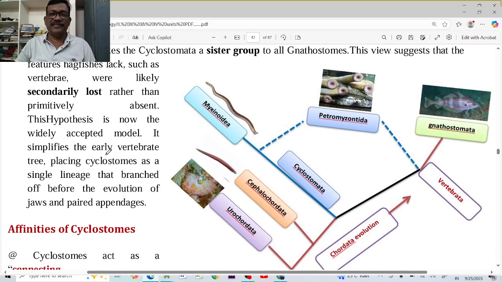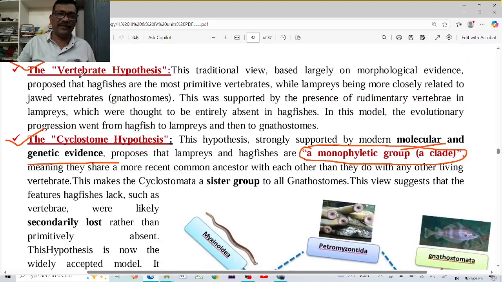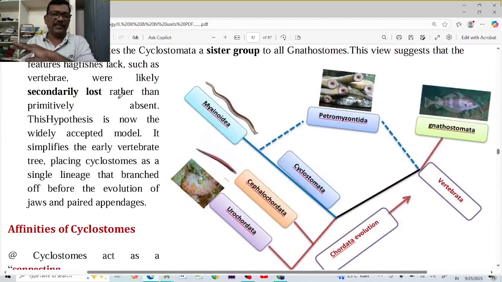Then what happened? This theory is indicating that the hagfishes were the first animals. However, the vertebrate hypothesis also told the same: hagfishes are the first, lampreys are the second. This cyclostome theory is also telling that first the hagfishes were evolved on the earth. Later, the lampreys or petromyzon evolved on this earth.